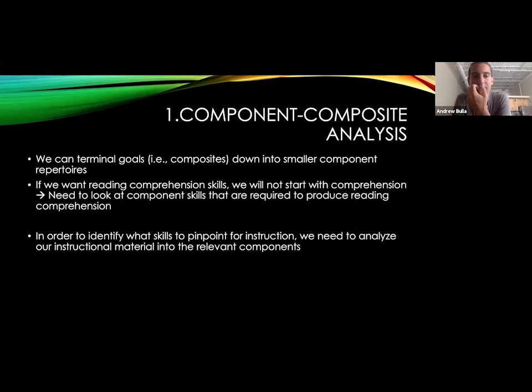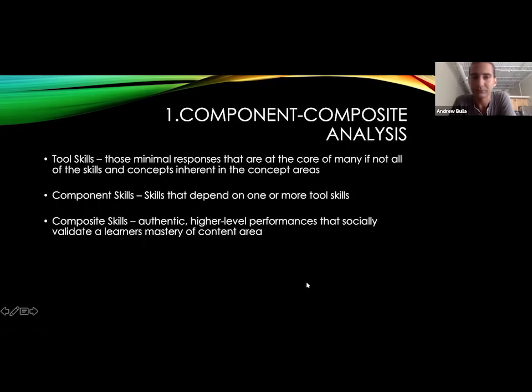Now, in order to identify what skills to pinpoint, we need to analyze these composites into the relevant components. So we can look at three different types of skills within a hierarchy. So I'm going to start from the bottom up. So we talked about the composite skill as those authentic, higher level performances that socially validate a learner's mastery of a content area. So those are the real world application skills that we want to see, authentic, high level performance. So for example, let's use the soccer example.